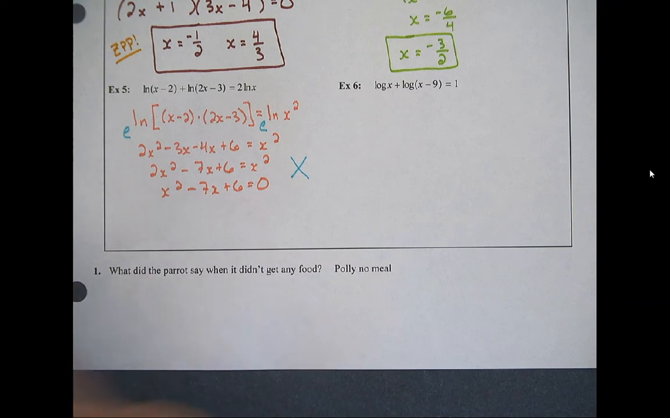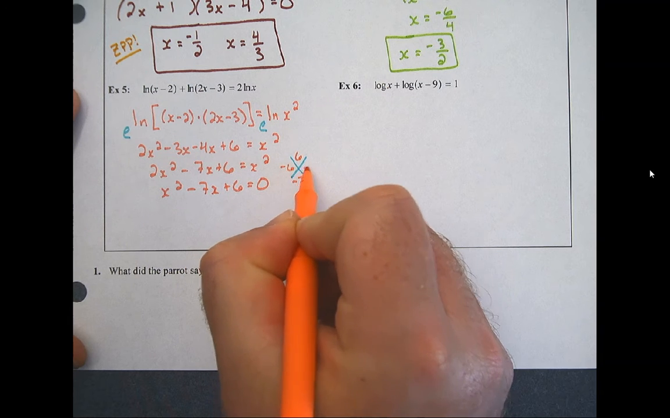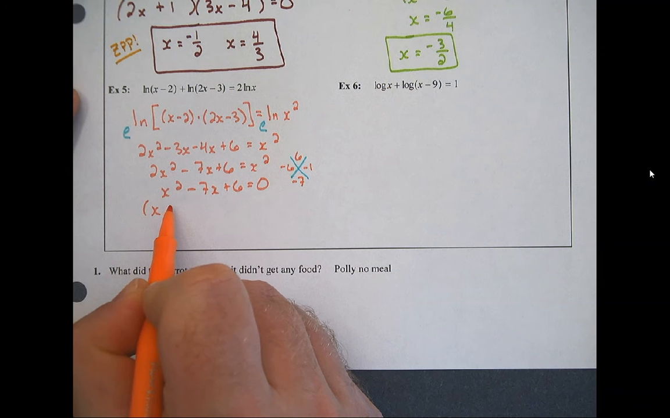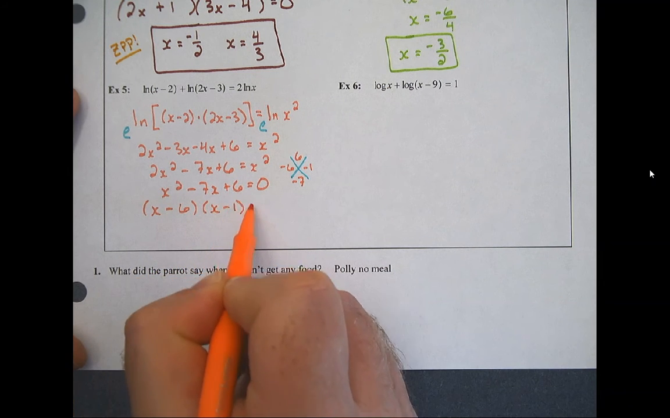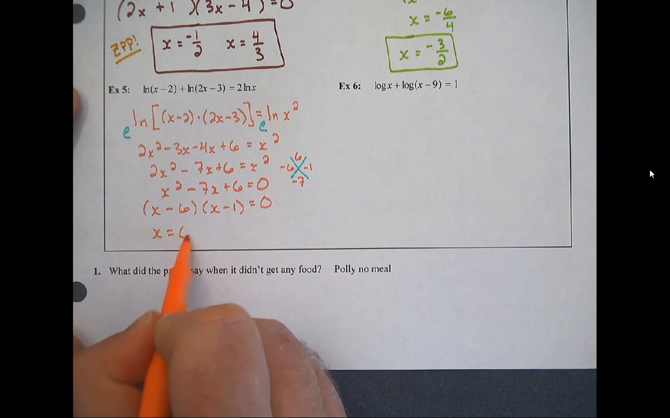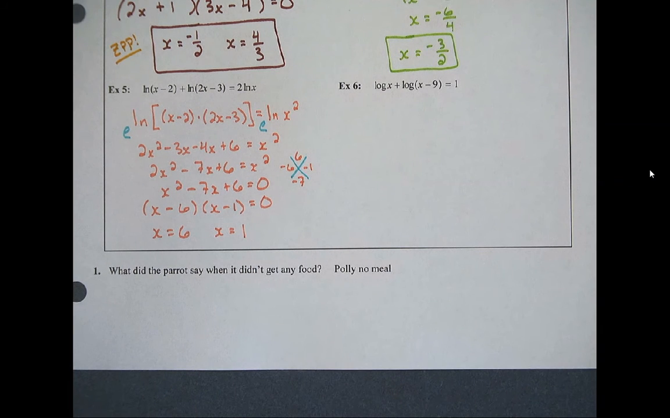So 1 times 6 is 6 with a negative 7. So that's a minus 6 and a minus 1. So this factors into x minus 6 times x minus 1 equals 0, which we then ZPP, and we get x equals 6 and x equals 1. But do not box these in so fast.